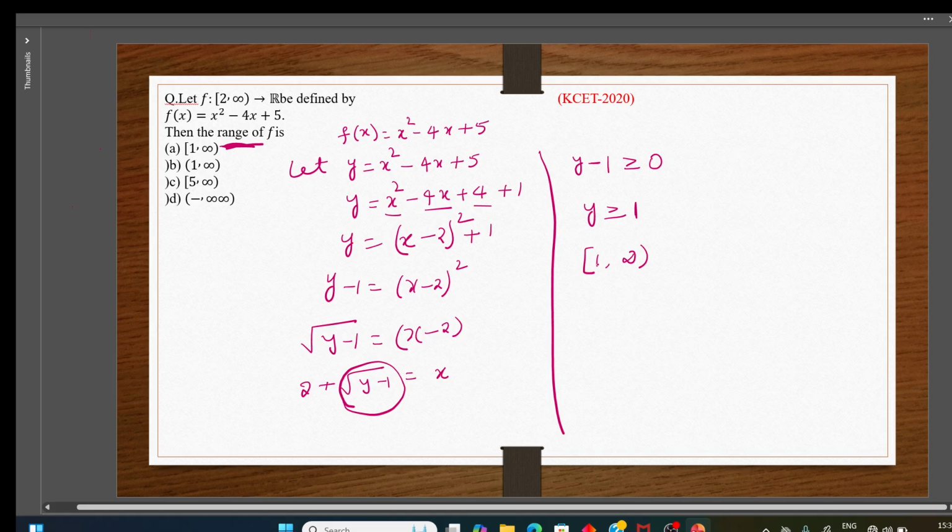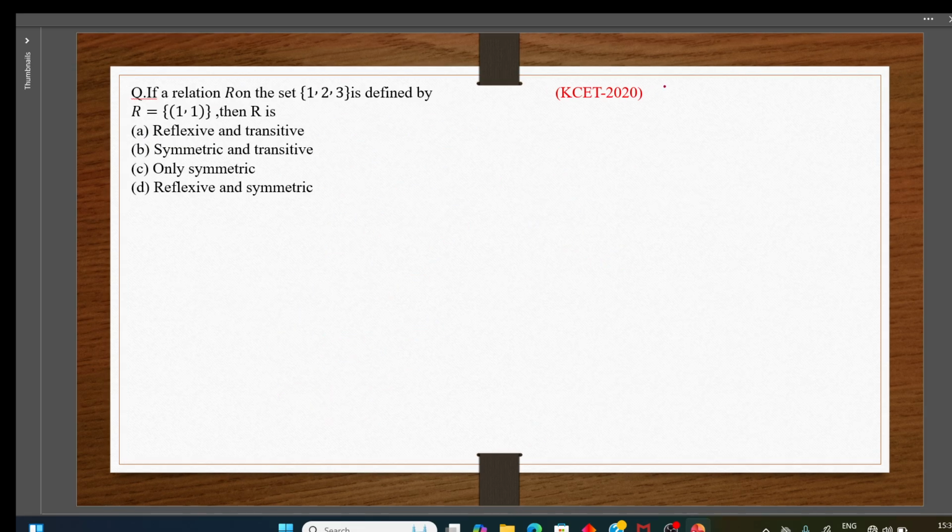So here, the closed interval 1 to infinity. What is the range of this function here? The closed interval 1 to infinity is the answer. Clear? So this question is from KCET 2020. Okay, next question.